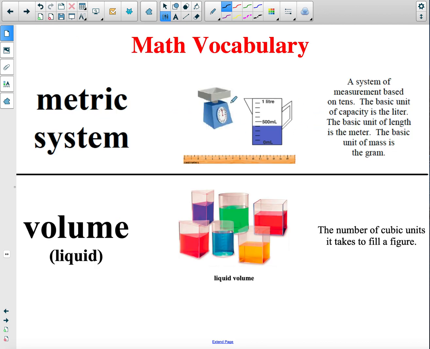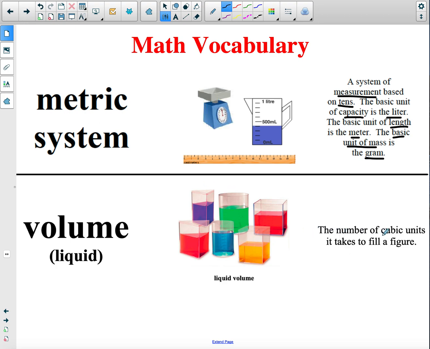We've already seen the metric system a few times, and the metric system is a system of measurement based on tens. The basic unit for capacity is the liter, which is what we're going to look at today, and another word for capacity is volume, how much space is inside of an object. The basic unit of length is the meter, and something we've already looked at is the basic unit of mass, which is the gram. We looked at grams and kilograms, and we read scales to determine those measurements.